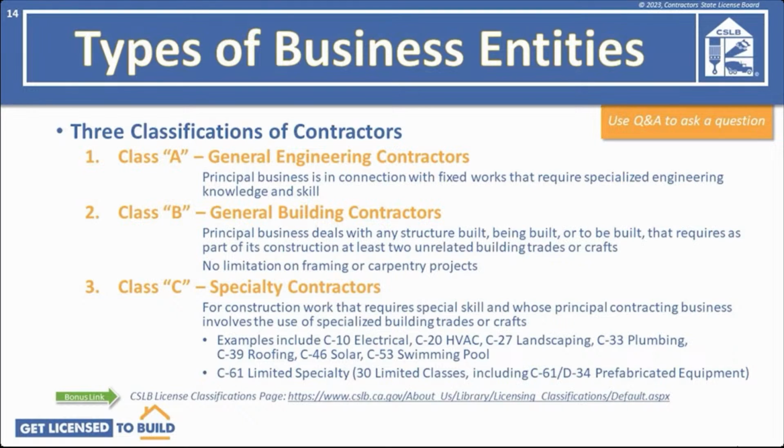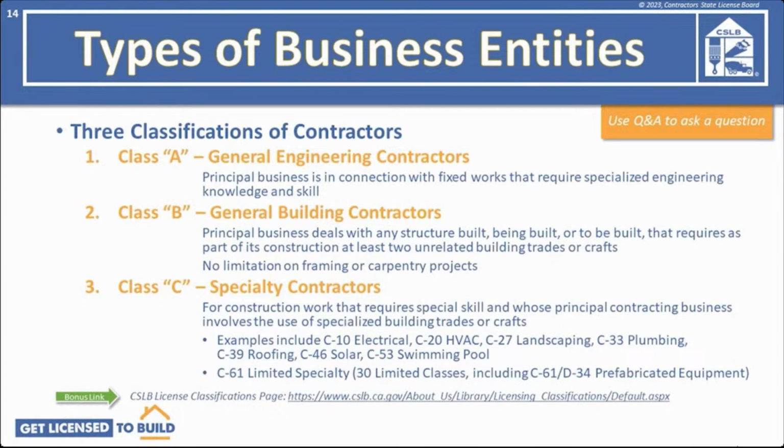This is the largest class of contractors in California, with more than 133,000. B contractors have a principal business dealing with any structure built, being built, or to be built that requires as part of its construction at least 2 unrelated building trades or crafts. In other words, a B contractor shouldn't take a prime contract for any project involving trades other than framing or carpentry unless the prime contract requires at least 2 unrelated building trades other than framing or carpentry. There is no limitation on B contractors to stop them from taking on projects that only include framing or carpentry.